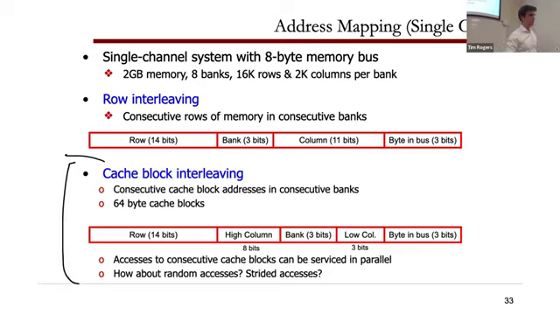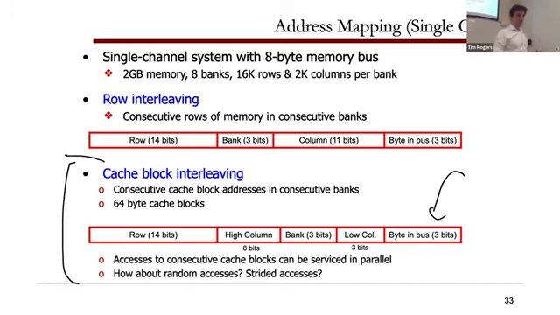Now, this one is weirder. This is what's known as cache block interleaving. And this will result in consecutive cache block addresses living in consecutive banks. Now, I have to know how big my cache block is here to do this. So I'm going to tell you that your cache block is 64 bytes, which is going to take how many bits? 6. Thank you. Good. 6 bits. Okay, so let's start at the bottom. Easy, right? The bottom 3 bits are devoted to the bytes in the bus.